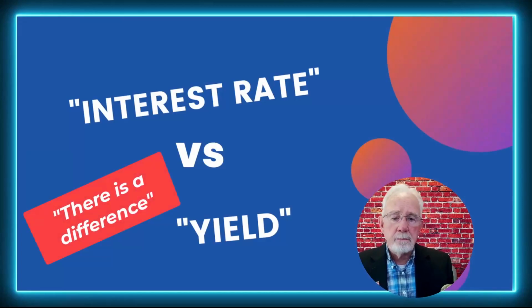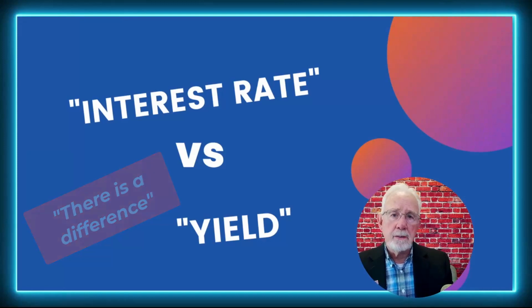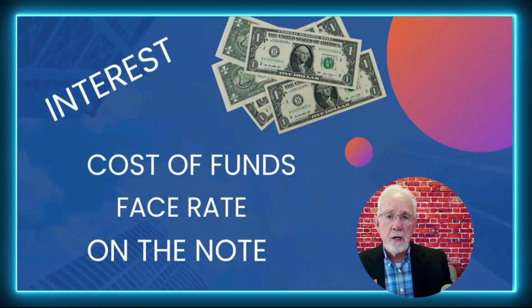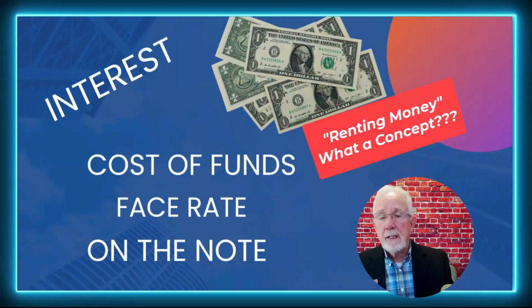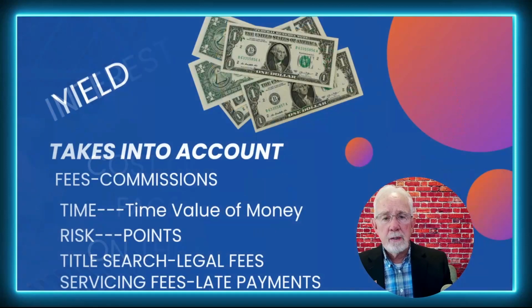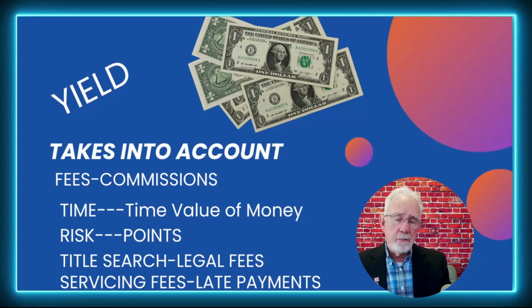Today we're going to talk about interest rate versus yield. So interest is the cost of funds. That's all it is. You're renting the money. Interest is the face rate on the note, and that's what you hope to get, or that's what you pay. Now, yield is a little bit different. I mean, it's a rate, but it takes into account fees and commissions and the time value of the money. A good explanation of the time value of money is that money today is worth more than the money you'll get next month or next year.